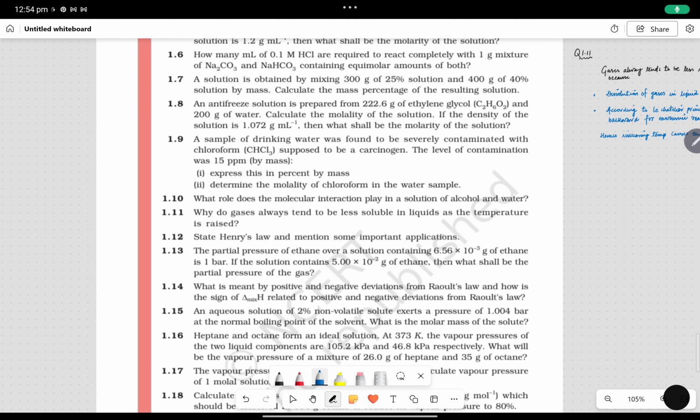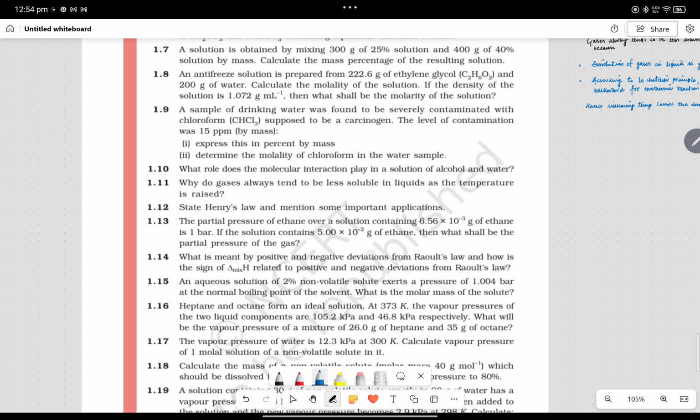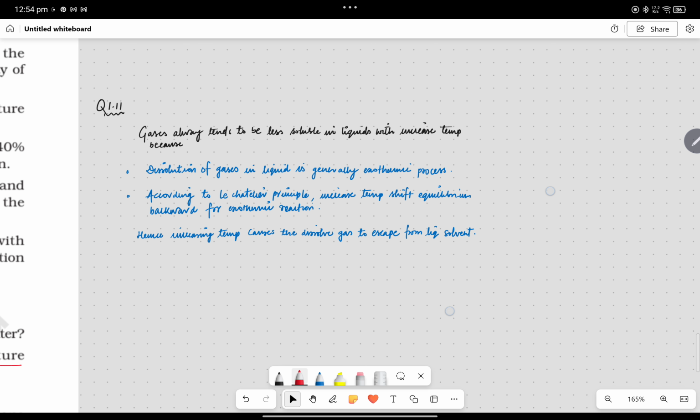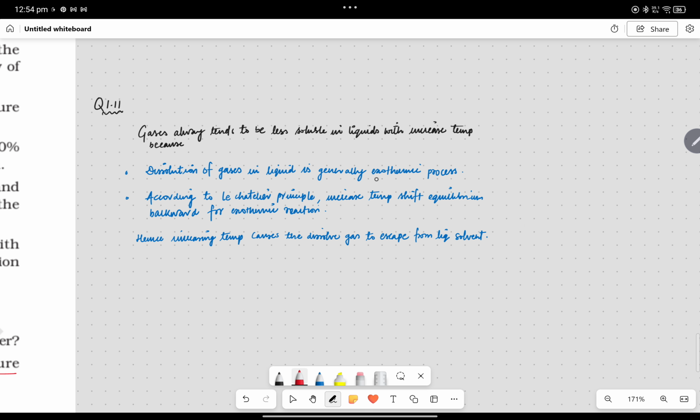So here we have question number 1.11. The question is, why do gases always tend to be less soluble in liquids as the temperature is raised? So here the concepts involved are, first, the exothermic process, and second, the Le Chatelier's principle that causes the shift of the reaction backward, because in an exothermic process heat is released, and if you are going to give extra heat, the reaction is obviously going to shift backward, right?